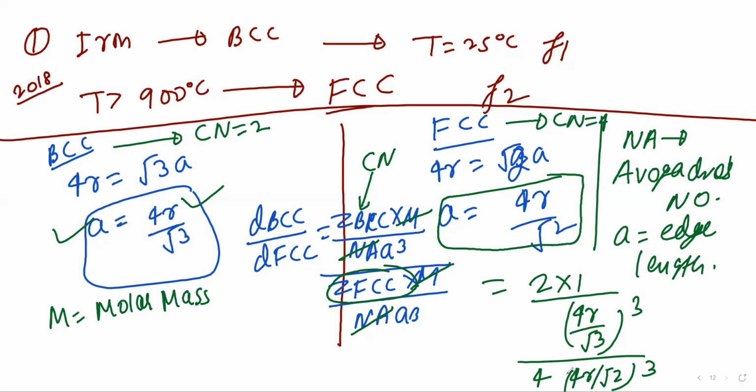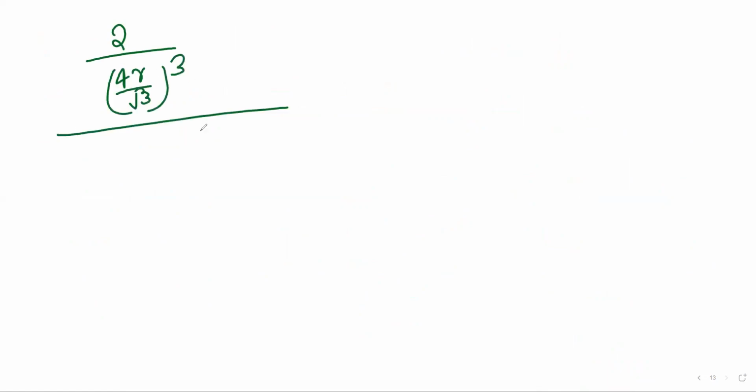And write the coordination number for FCC, face centered cubic. It is nothing but 4, right? So that will be coming upward. So it is 4. Please solve this one. I will show you in the next slide. So it will be 2 divided by 4r by root 3 whole cube, divided by 4 divided by 4r by root 2 whole cube.